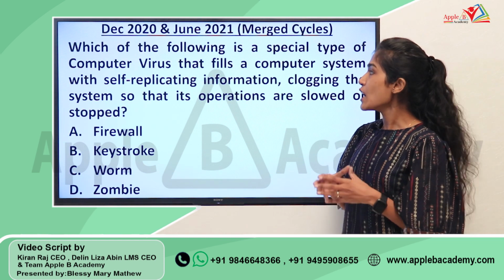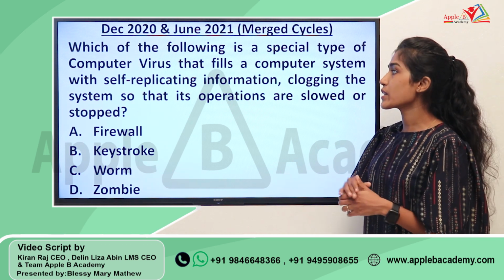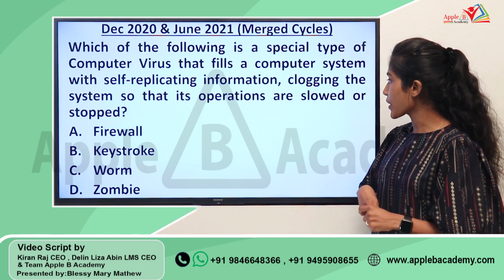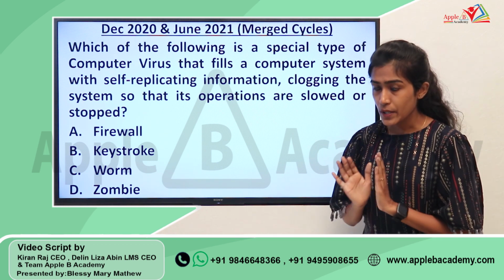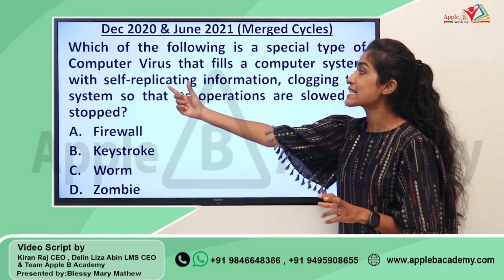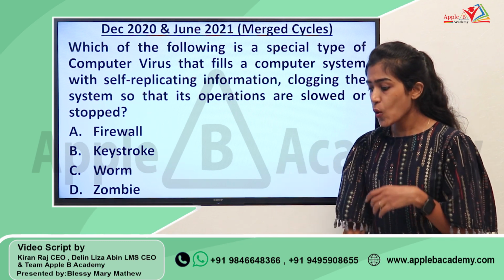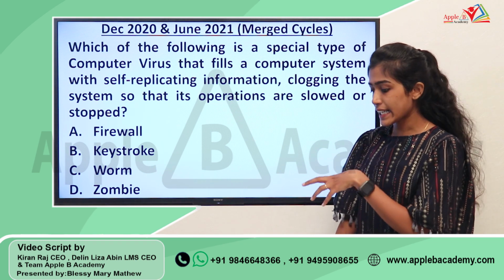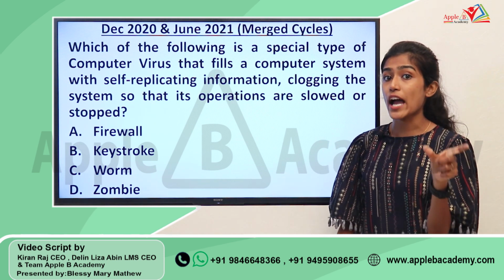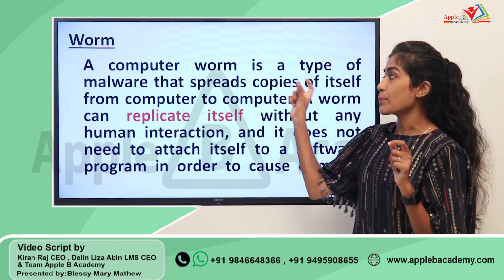Moving to the next question: which of the following is a special type of computer virus that fills a computer system with self-replicating information, clogging the system so that its operations are slowed or stopped? The key word that you have to focus on here is self-replicating information. Which is a computer virus that can actually replicate itself without any human interaction? That is what you have to identify in this question. So basically, that is computer worms.